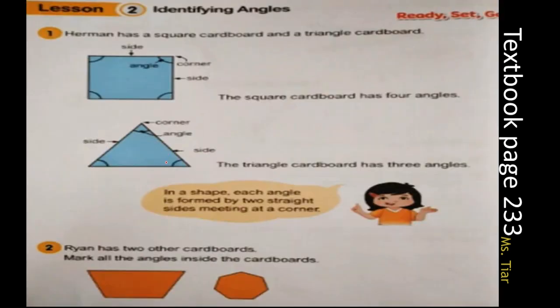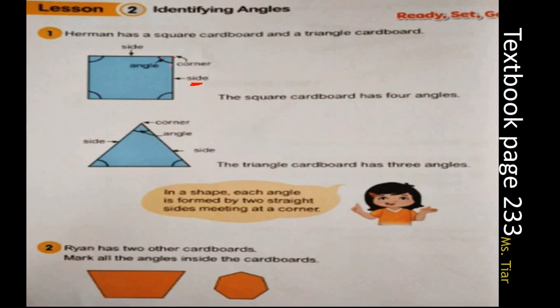Lesson 2, identifying angles. Look at over here, number 1. Herman has a square cardboard and a triangle cardboard. So we need to find out which one is the angle and which one is the side. In second grade, you studied the corner and the side, right? For two-dimensional figures, side means the line. So the side is the line. This is the corner, and the angle is made by two lines which meet in a corner.